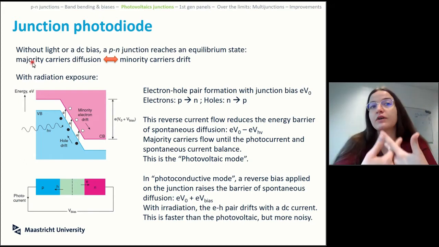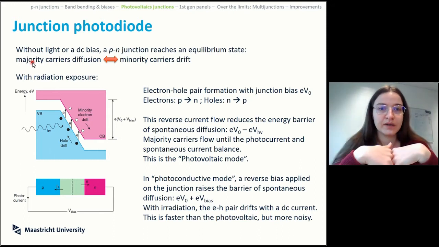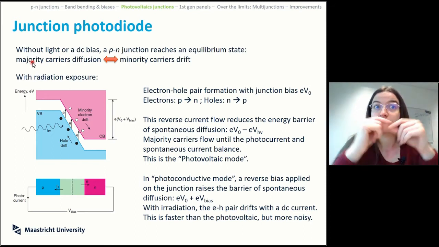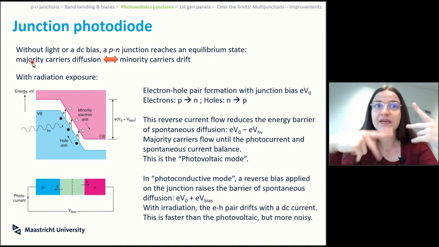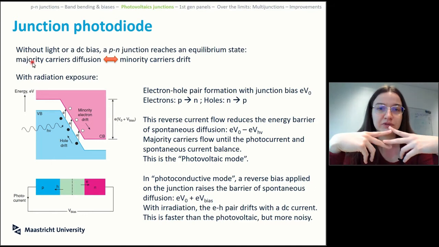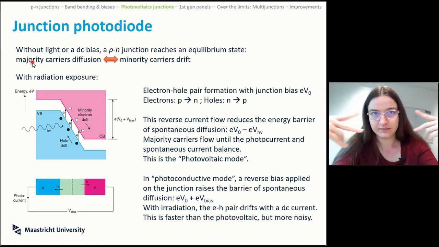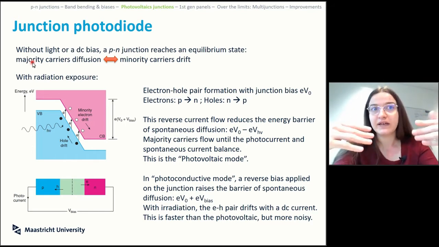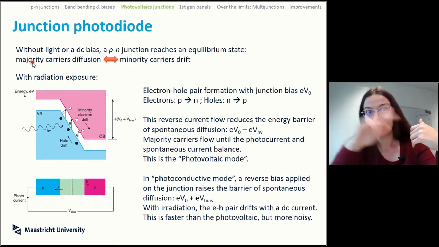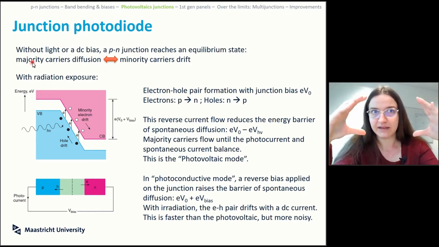Depending on the trick that you do on your material, and how much bias you put when you actually connect the junction, you can make use of this creation of carriers in a different way. So when you put the reverse flow, you reduce the energy barrier in between. So by knowing that you're irradiating, you make a photocurrent that passes through until you bring everything in balance back.